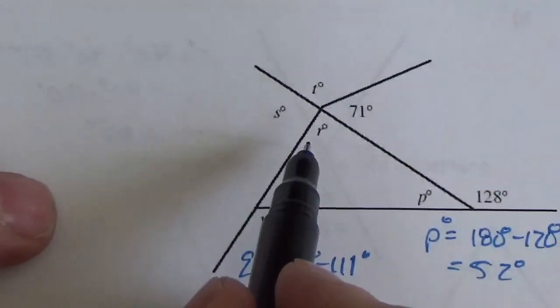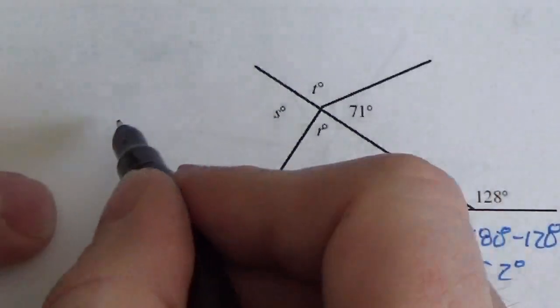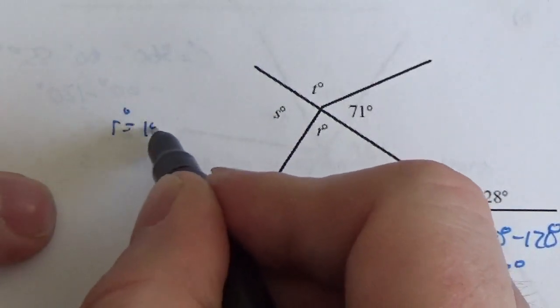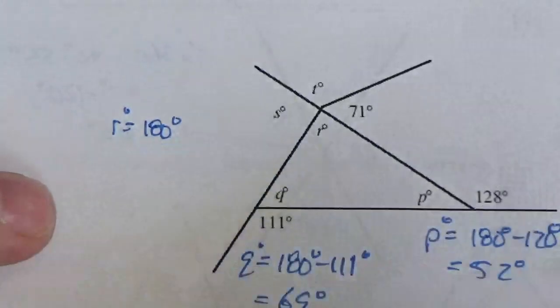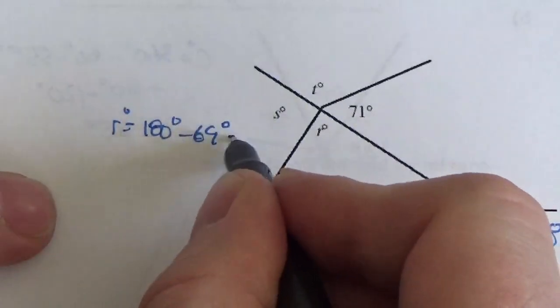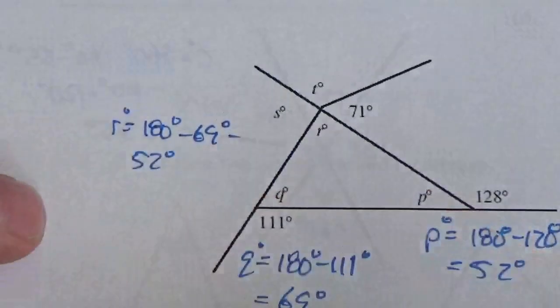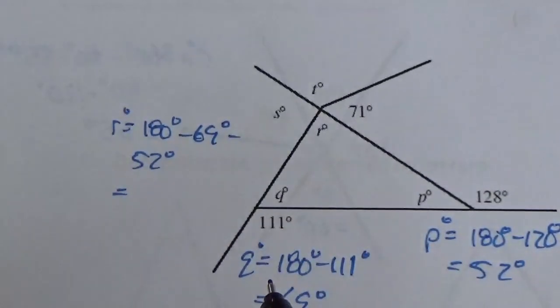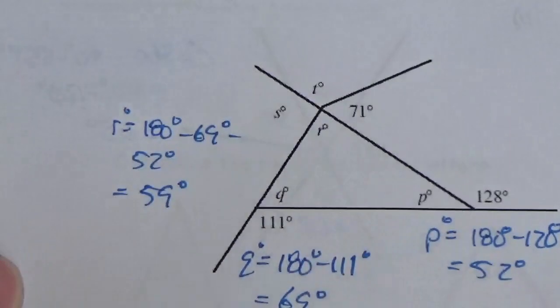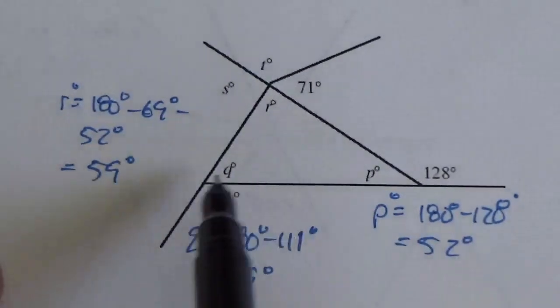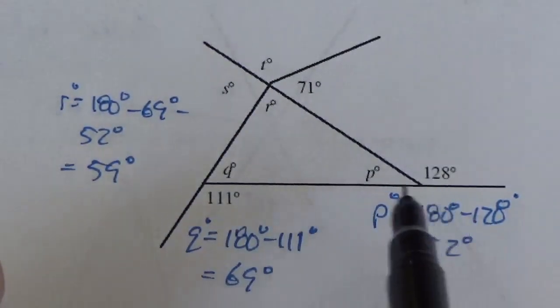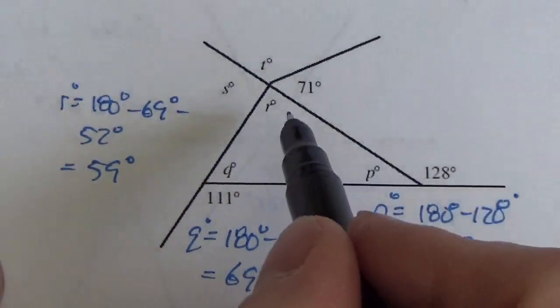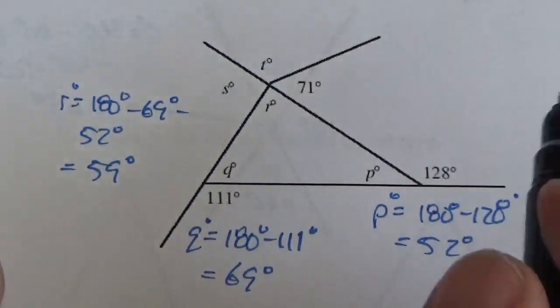I know that this R, at least I think it's the letter R, is going to be 180 degrees minus the two angles I just found. So minus 69 degrees minus 52 degrees. So 180 minus 52 minus 69 is going to equal 59 degrees. So there we go. Slowly but surely just making our way around here. I've got Q, I've got P, I've got R.